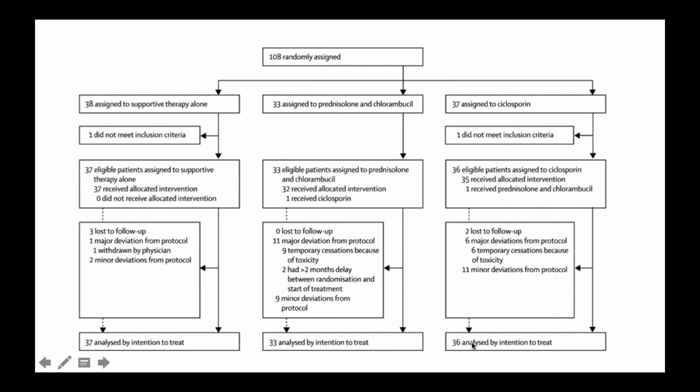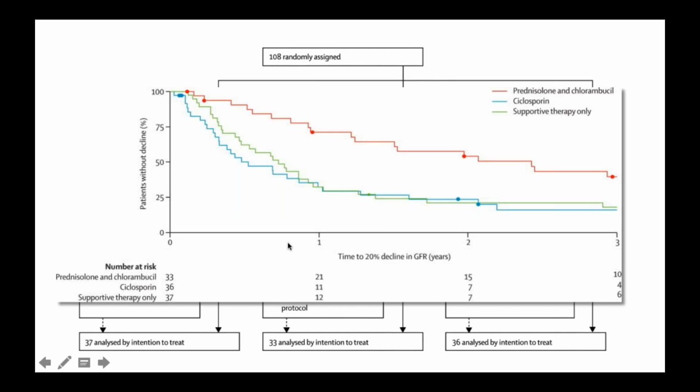And what they also found was that patients who received supportive therapy only, or patients who received cyclosporine, actually showed a lesser time to decline in 20% GFR, which means patients who had received prednisolone and chlorambucil actually took much longer to show 20% decline in GFR, which means this prednisolone and chlorambucil treatment regimen was superior to cyclosporine and supportive therapy only.